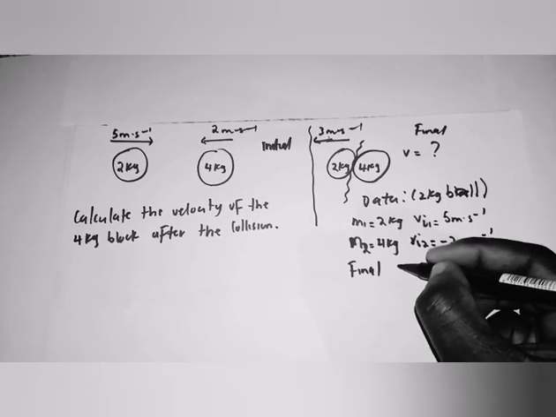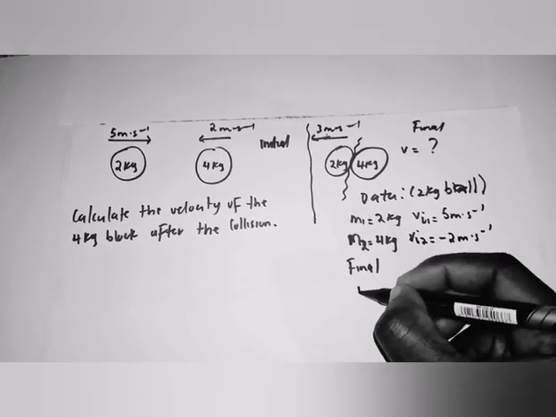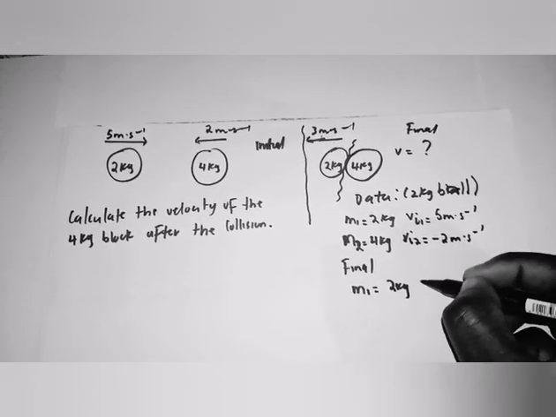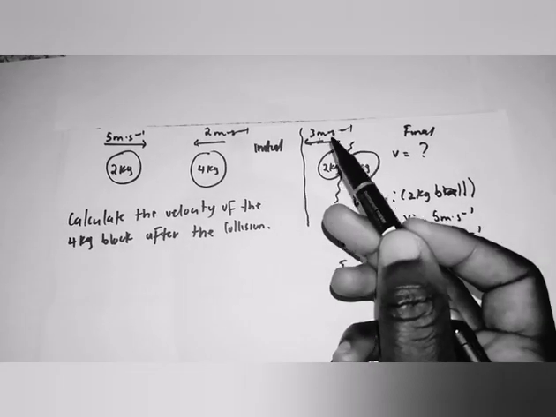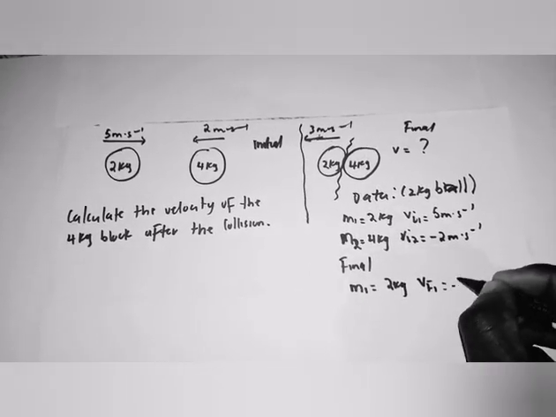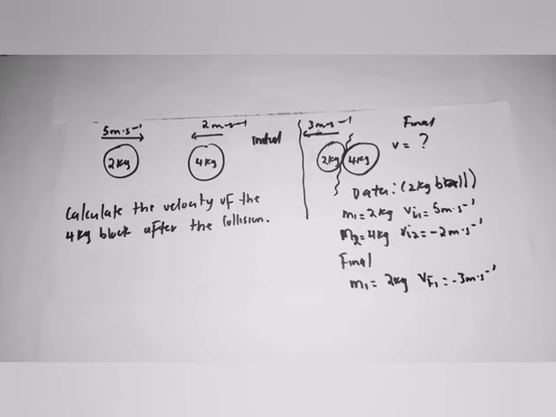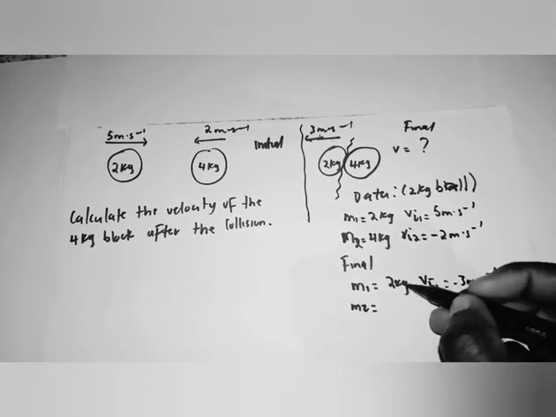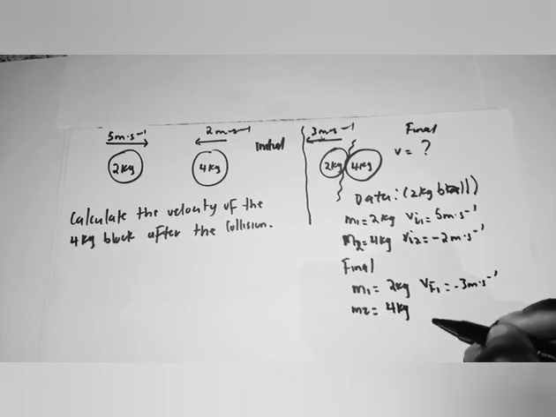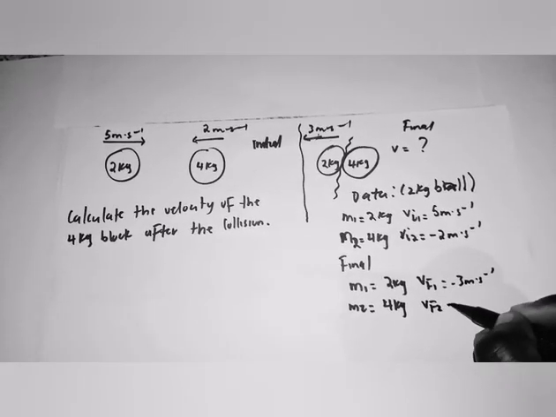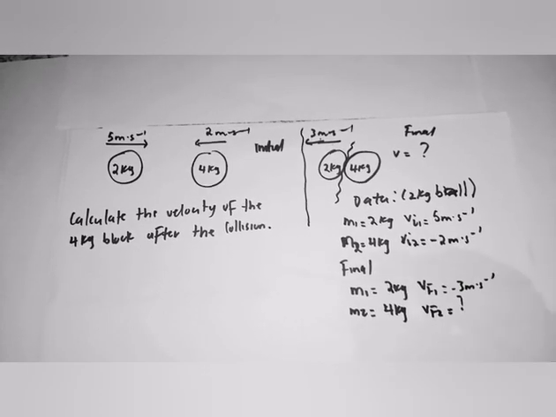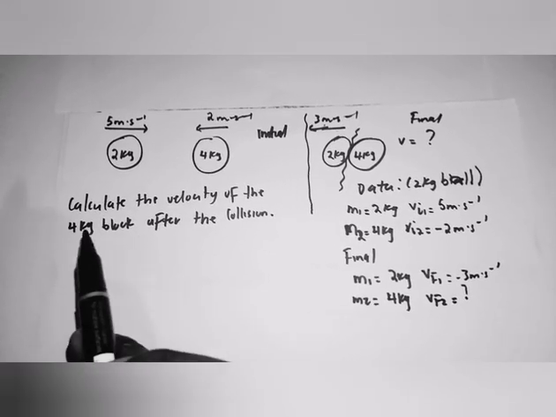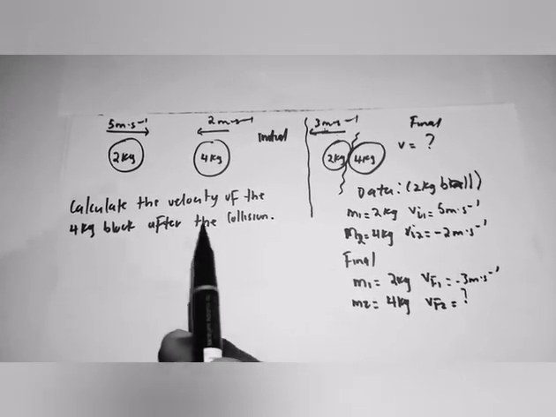Now our final data, mass 1, it's still that 2 kg there. Now v final of 1 is negative 3 meters per second, since it's going to the opposite direction, or it's going to the left. Then m2, it's still the 4 kg ball. Then vf2, we don't have it, so it is the one that we are going to calculate. So calculate the velocity of the 4 kg block after the collision.